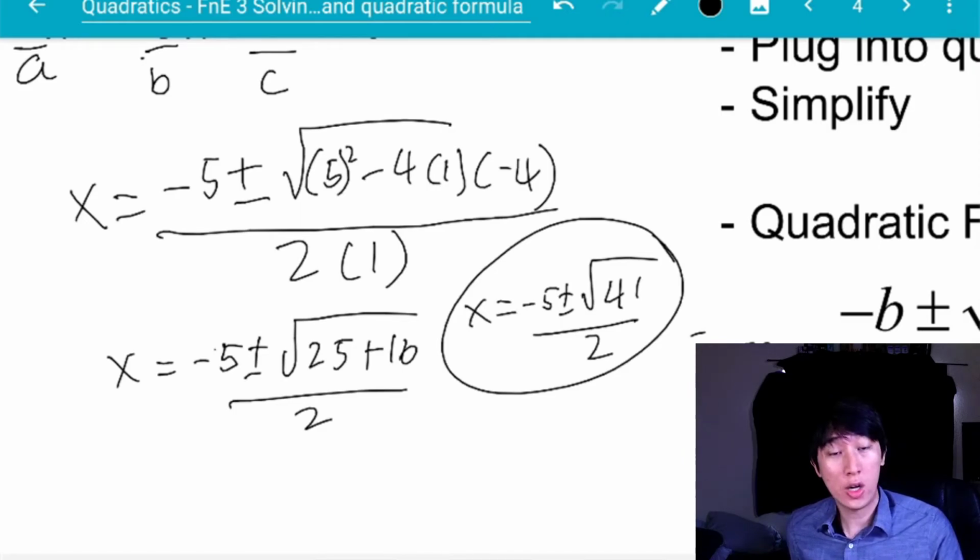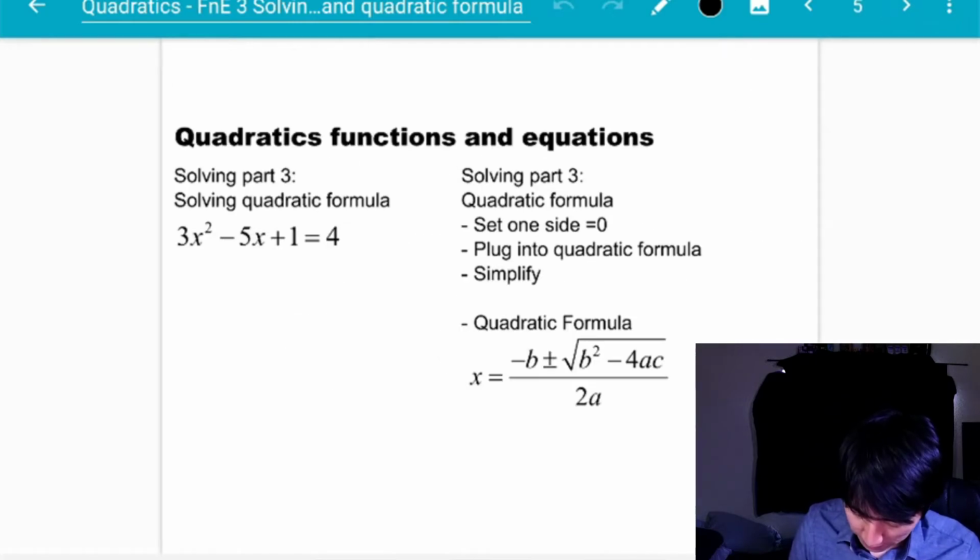And you can plug it in, or you could just leave it like this. This is called exact answer form, and I'm totally okay with it. This is a really common way that you can leave it. Okay?